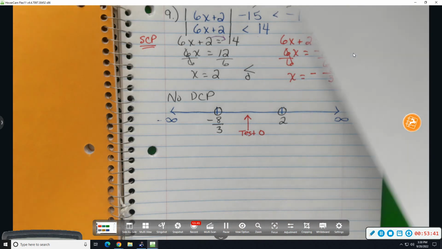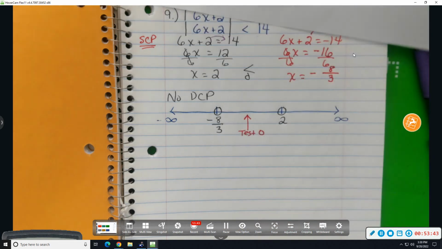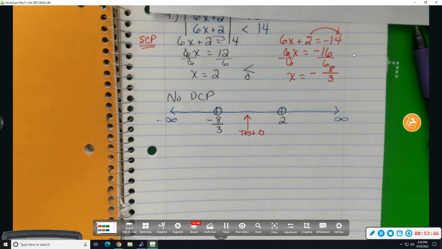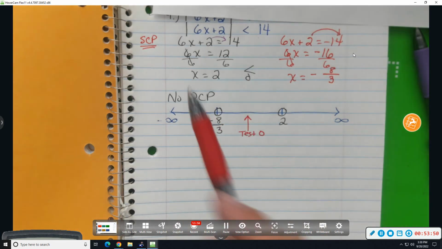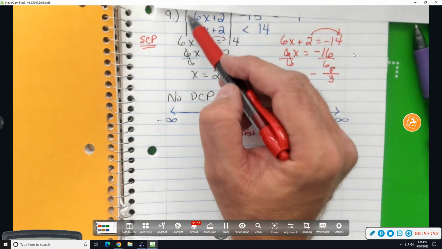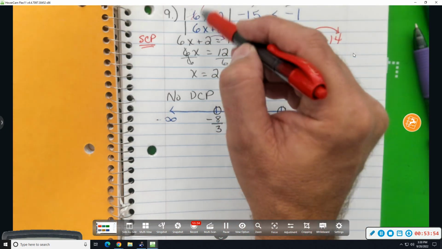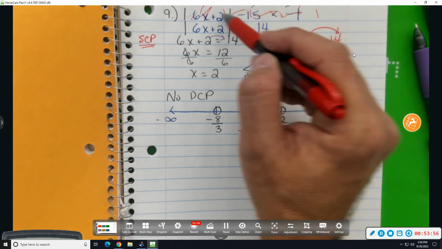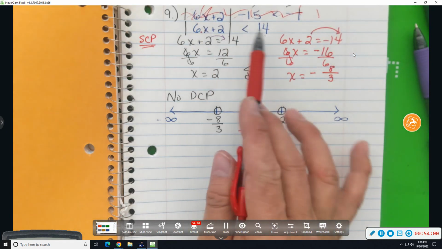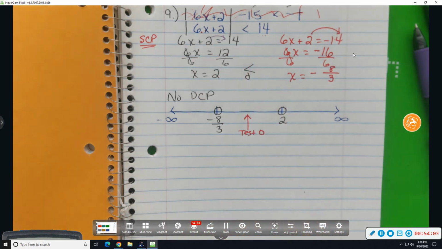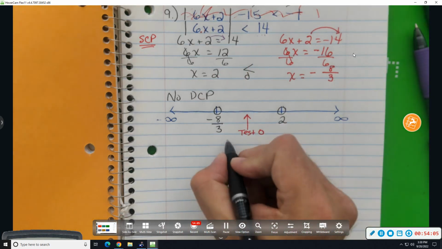Once I've isolated the absolute value, I never look back at the original. I remember in previous classes, once I got this, I'd say, okay, mark that one out. We're through with that original problem. We're using only the one that has the absolute value by itself. So let me plug a 0 in.